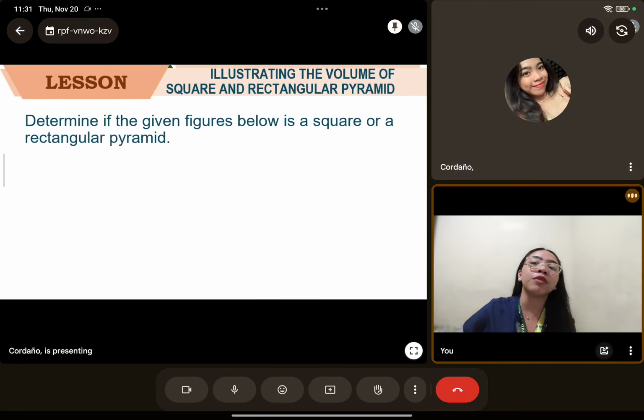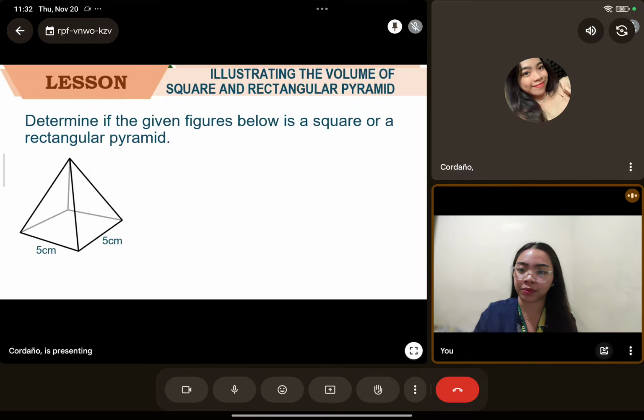Okay. Determine if the given figures below is a square or a rectangular pyramid. Again, malalaman nyo lang siya if it is square or rectangular, depende doon sa picture or yung nagre-rest na pyramid. As you can see here sa picture, dalawang side na agad nila yung same. So, what do you think the type of pyramid that is shown in the picture? Yes, it is a square pyramid.